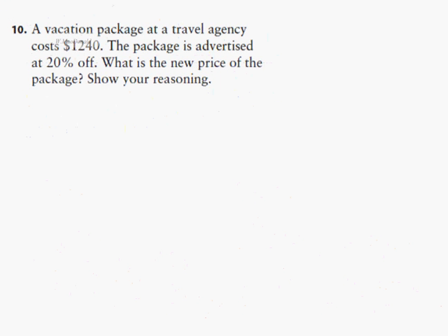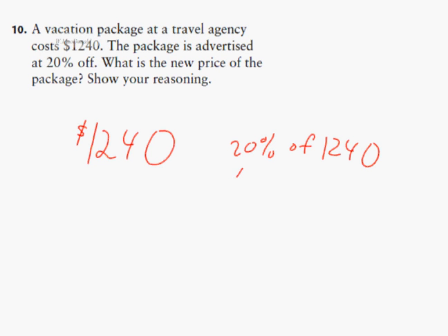Question 10 says a vacation package at a travel agency costs $1,240. The package is advertised at 20% off. What is the new price of the package? So the first thing we have to realize is the price of the trip is this much money, and I'm going to save some money. So what I want to know is, what is the savings? The savings is 20% of $1,240. Now there's two ways to do it. You can do it mentally, where you go 10% is $124, and 20% is $248, and then you know your savings is $248.